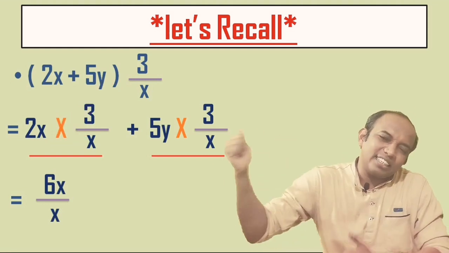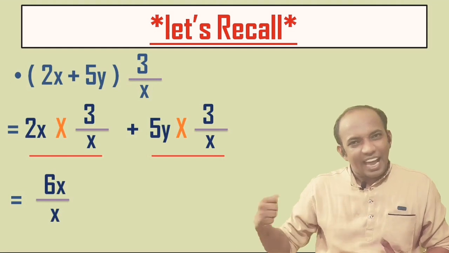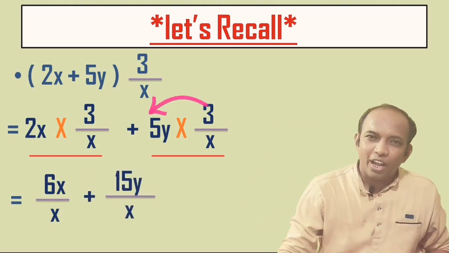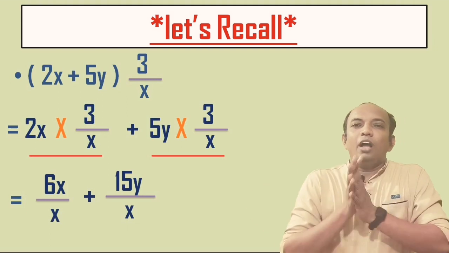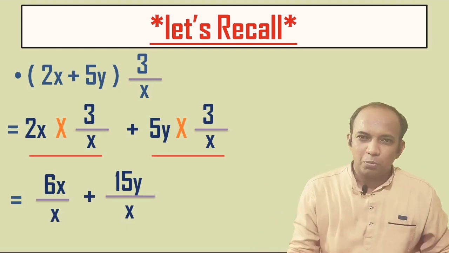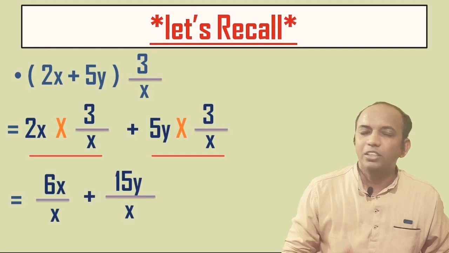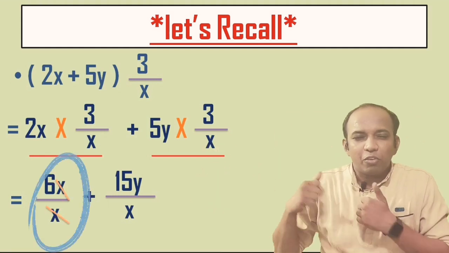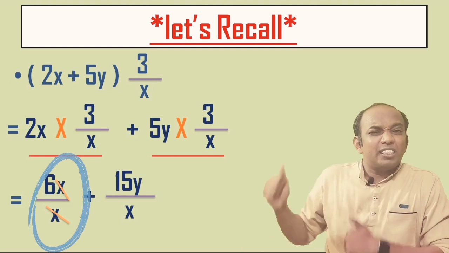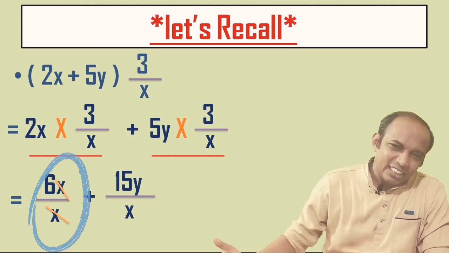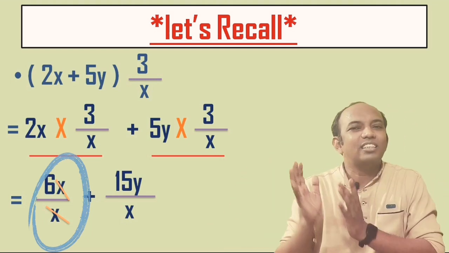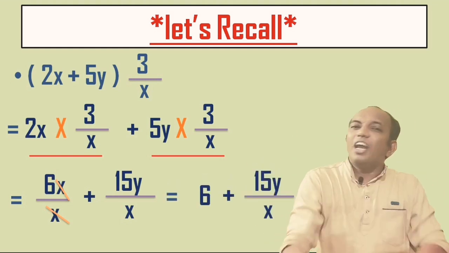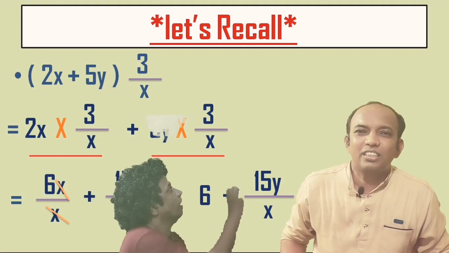So what is our answer? 6x upon x, plus sign as it is, and then in the second bracket we get 5y into 3, that is 15y the whole upon x. Okay, after this, if cutting is possible, if you can strike out or cancel the numbers, you have to cancel them. So we can cancel that x from the first fraction. So what is the remaining part there? 6 only, right? So my answer is 6 plus 15y upon x. So don't forget all these rules, because we are gonna proceed further with the polynomials and their division.